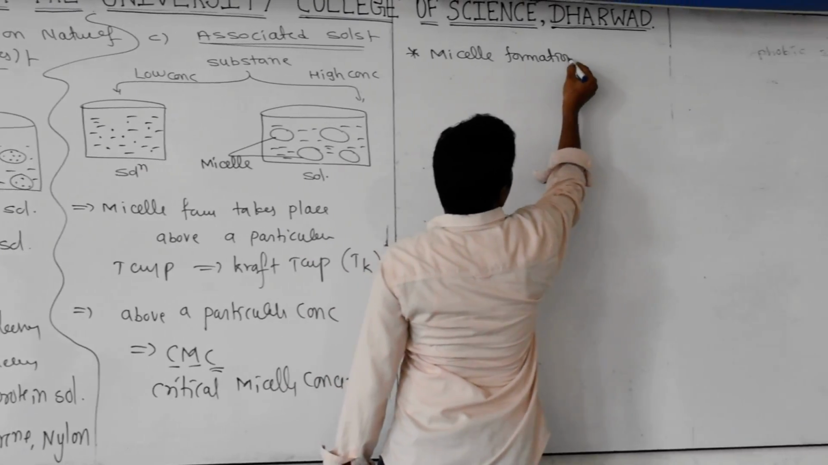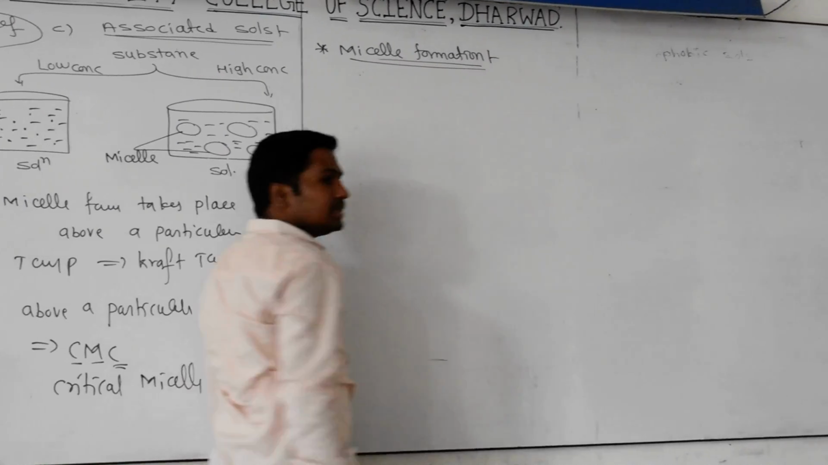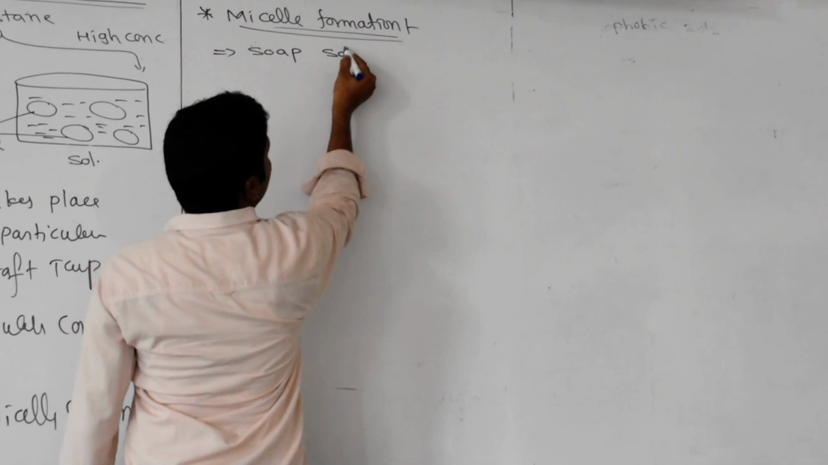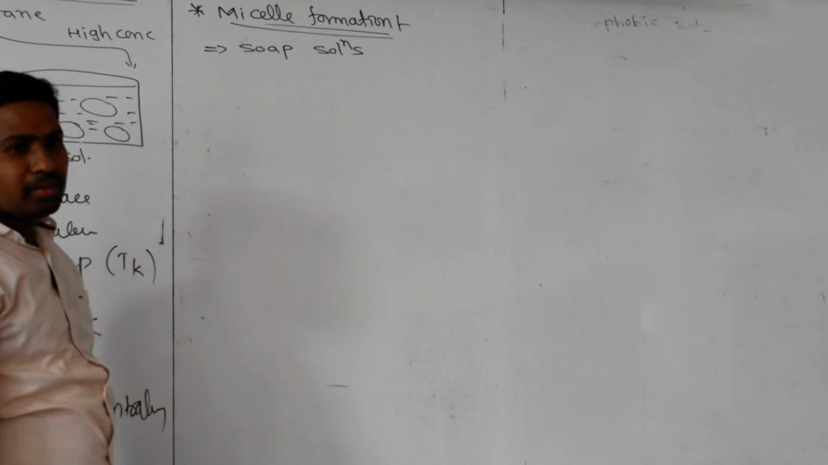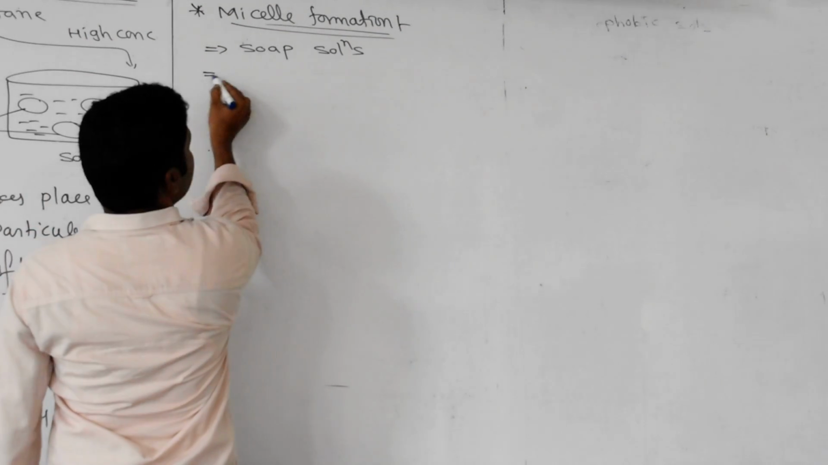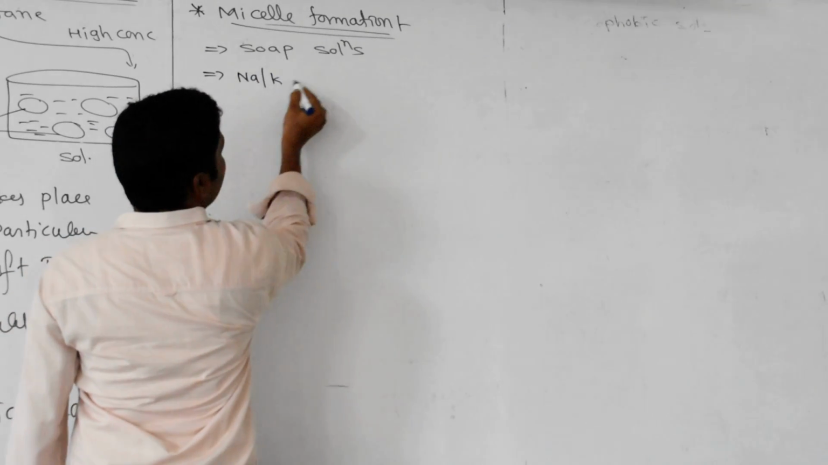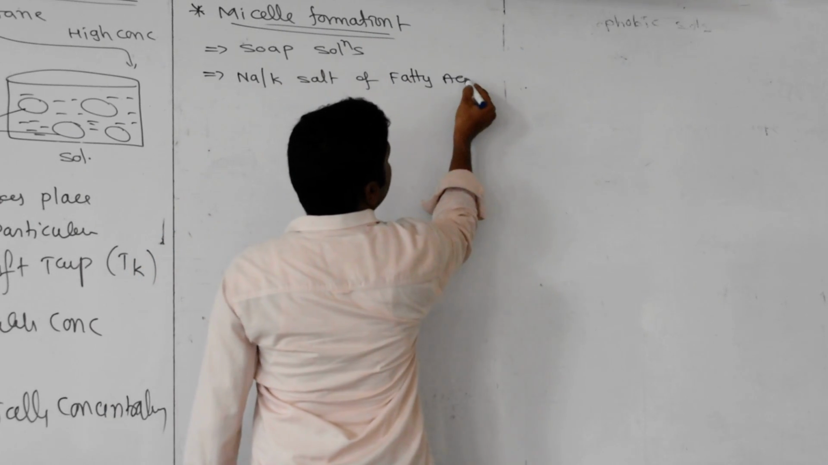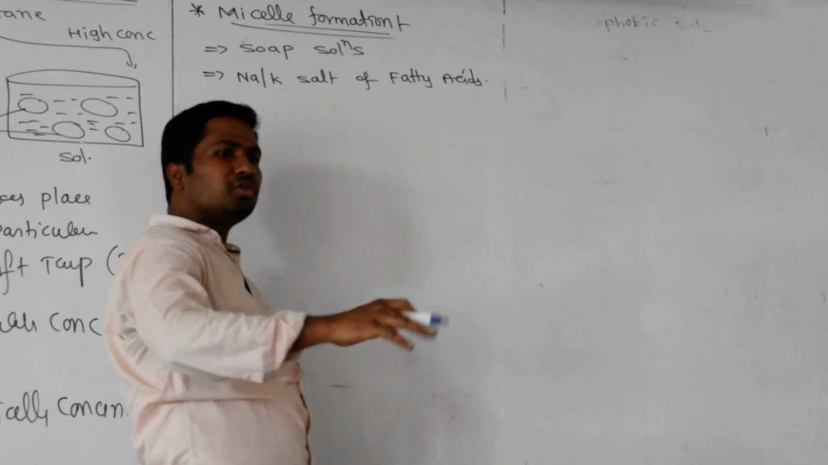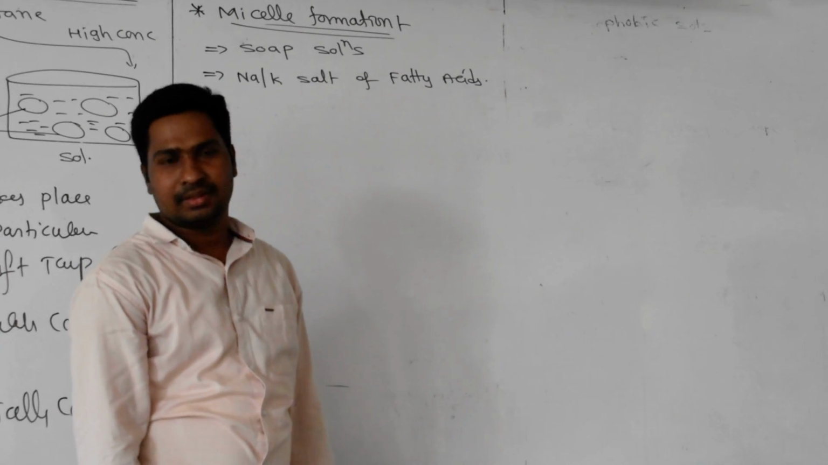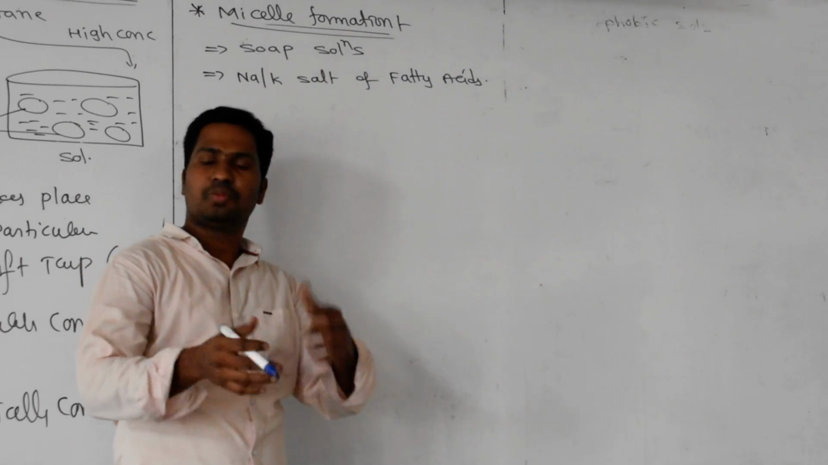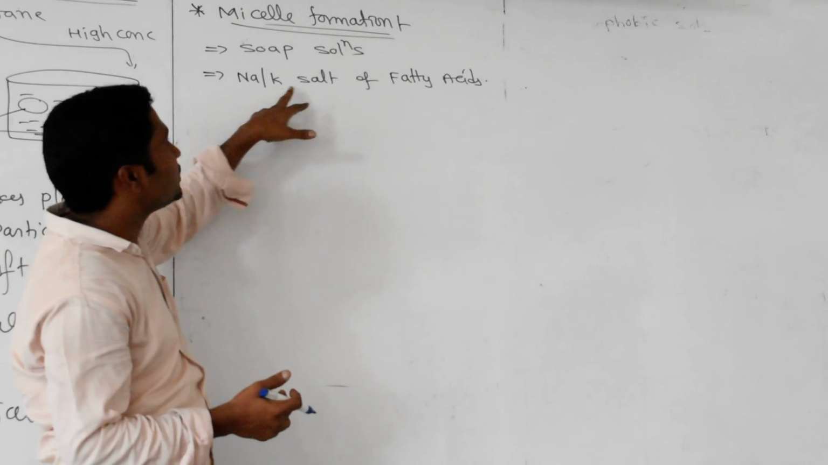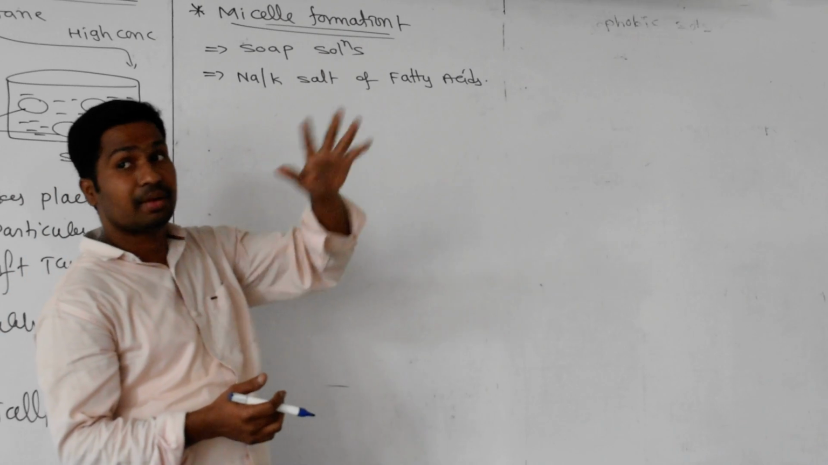Micelle formation is a nice concept. Look carefully. We are discussing micelle formation under soap solutions. Do you know the soap formula? Soap is nothing but the sodium or potassium salt of fatty acids. What is the meaning of fatty acids? Long chain carboxylic acids. Whatever soap you take, whether washing soap or body soap, these are all nothing but sodium or potassium salts of fatty acids. A fatty acid is a long chain carboxylic acid.